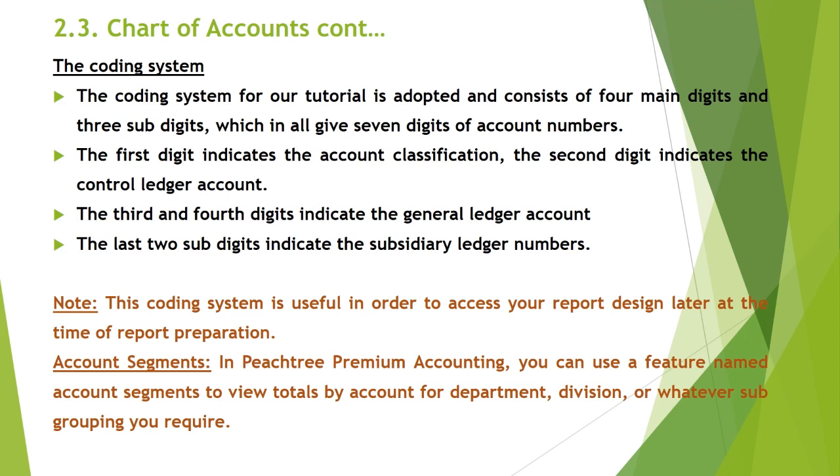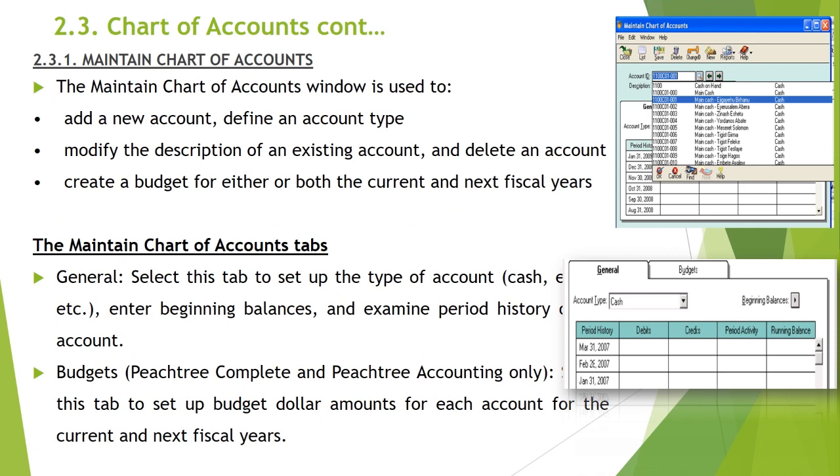The coding system. The coding system for our tutorial is adopted and consists of 4 main digits and 3 sub-digits, which in all give 7 digits of account numbers. The first digit indicates the account classification, the second digit indicates the control ledger account. The third and fourth digits indicate the general ledger account. The last 2 sub-digits indicate the subsidiary ledger numbers. Note, this coding system is useful in order to access your report design later at the time of report preparation.